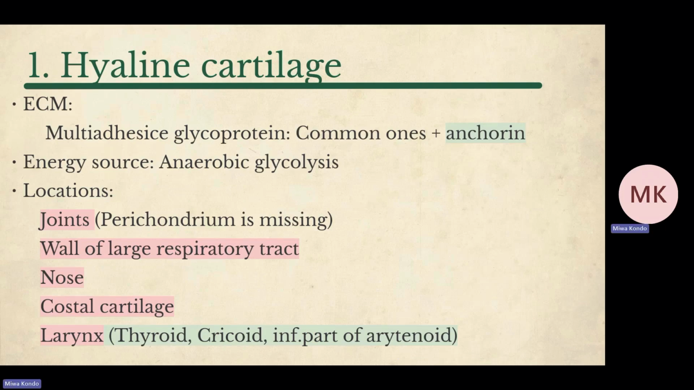Where is hyaline cartilage found? Examples include joints, the walls of large respiratory tracts, the nose, costal cartilage, and parts of the larynx, especially the thyroid, cricoid, and the inferior part of the arytenoid cartilage.